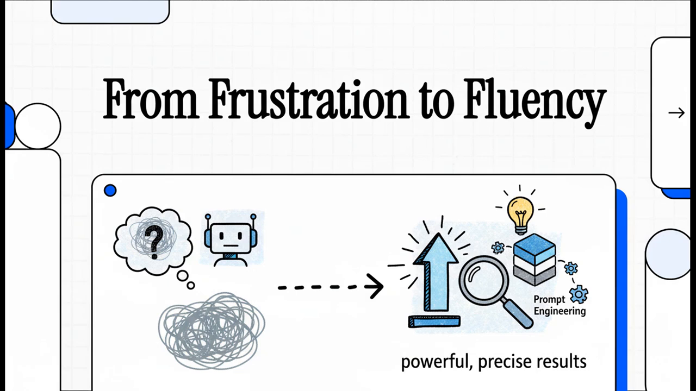You've been there, right? You ask an AI for something specific and you get back this totally generic, unhelpful answer. It's so frustrating, and pretty much everyone who's used AI has felt it. But what if I told you there's a way to flip that script? What if you could turn those vague responses into powerful, precise results? Well, that's exactly what we're going to dig into today, mastering the art and science of prompt engineering.